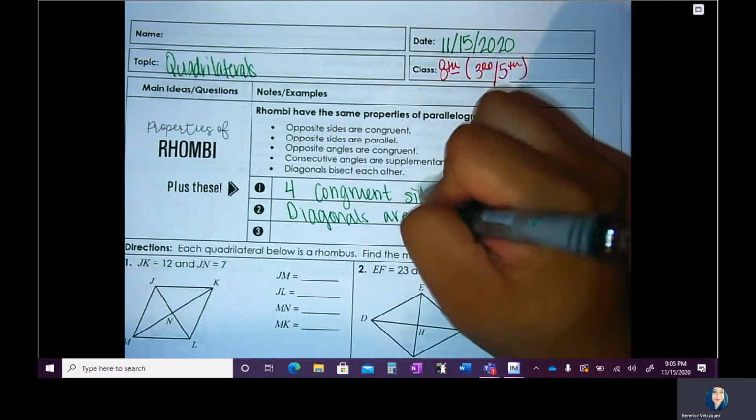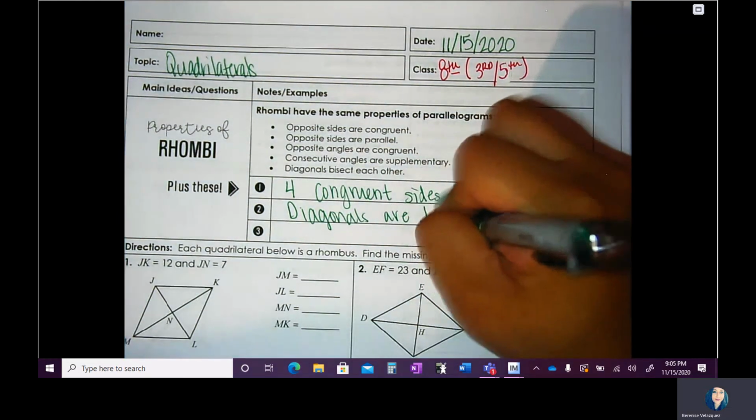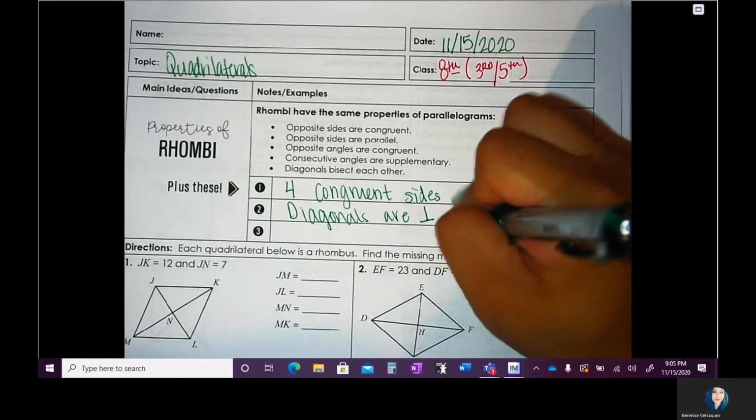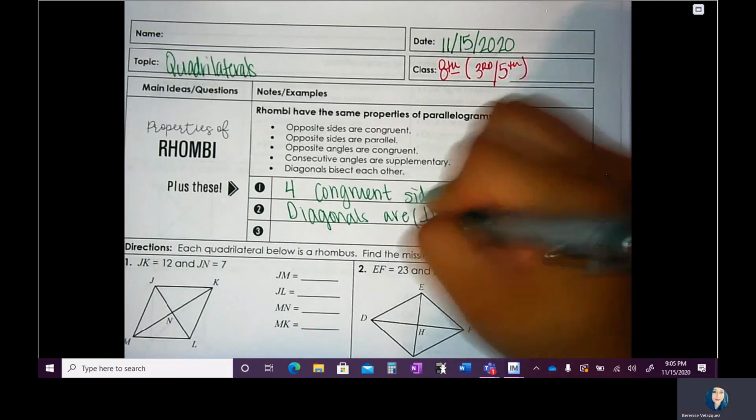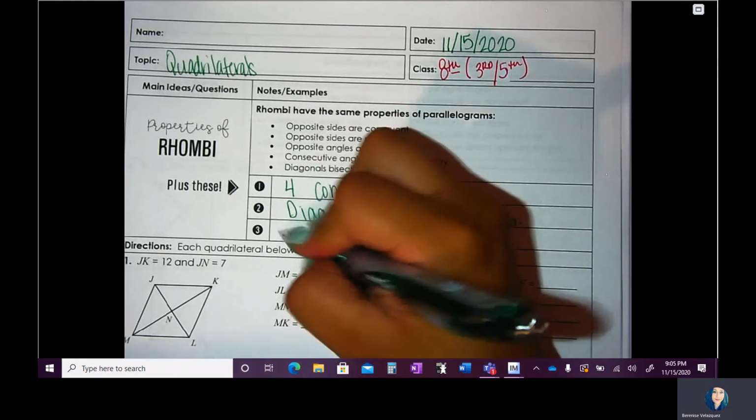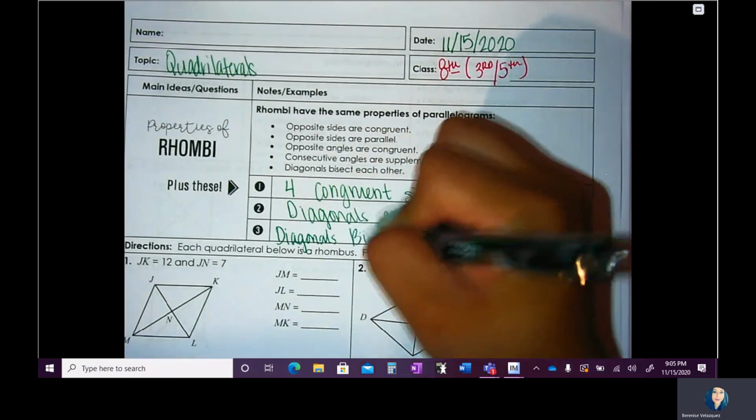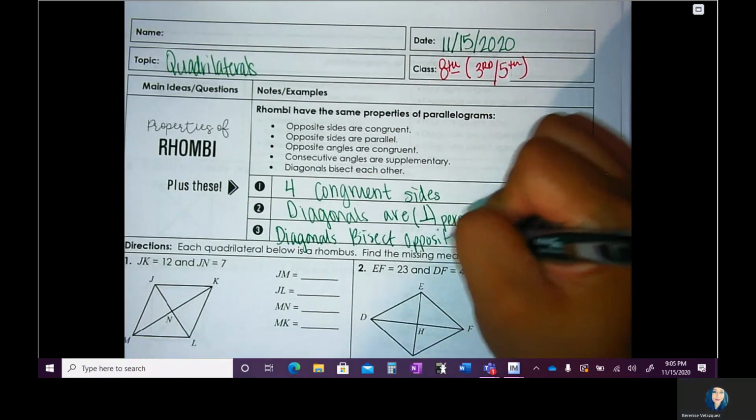And you can write out the word perpendicular. You can put the symbol for perpendicular. Since those at home probably can't put that symbol down, I'm going to go ahead and write it down. This is the symbol for perpendicular, so it's an upside down T. The other thing was diagonals bisect opposite angles.